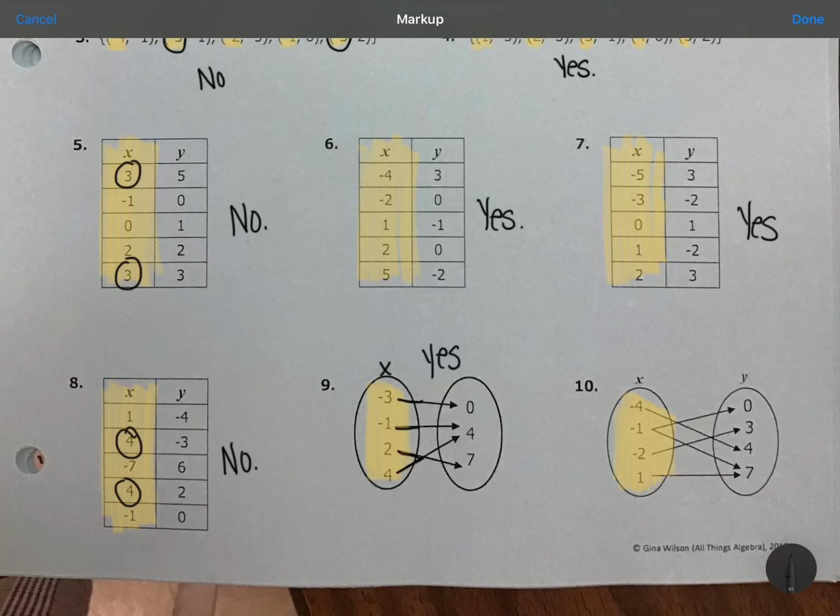Number 9 is yes. Take a look at number 10. See that -1 has 2 arrows going out of it? So this one tells me I've got -1 twice. It goes to the 0 and it goes to the 7. So this one is not a function because -1 repeats.